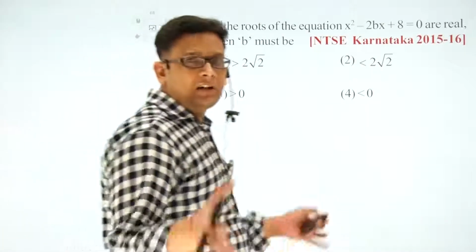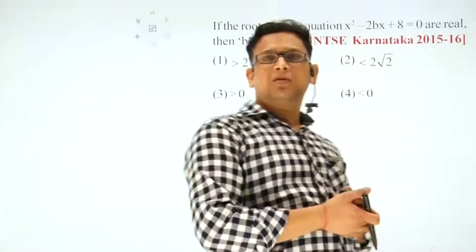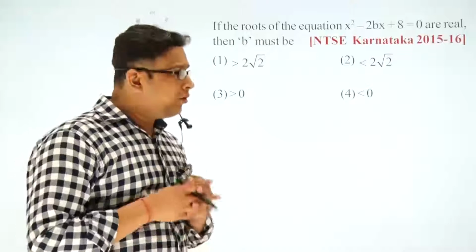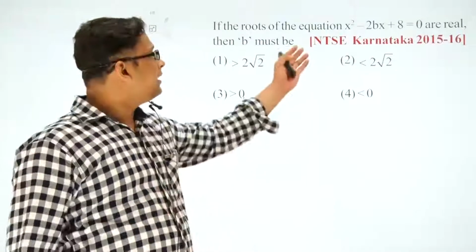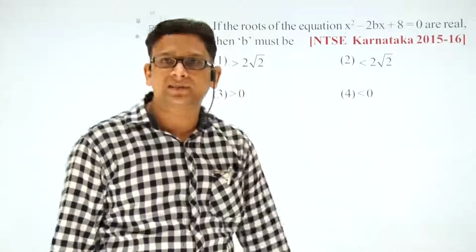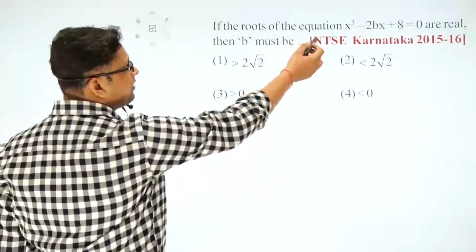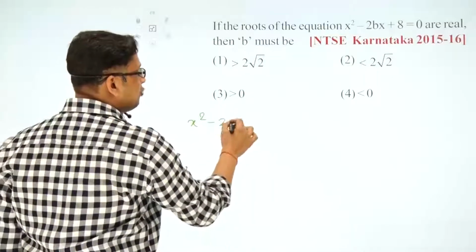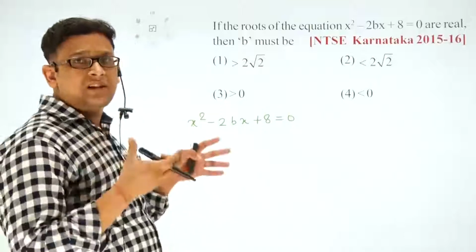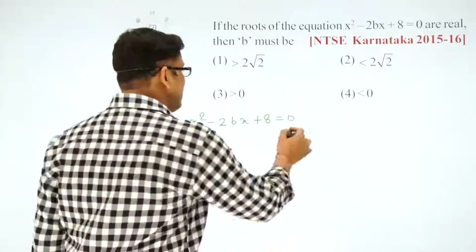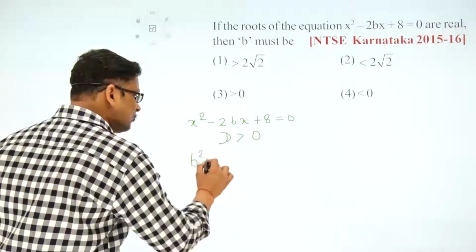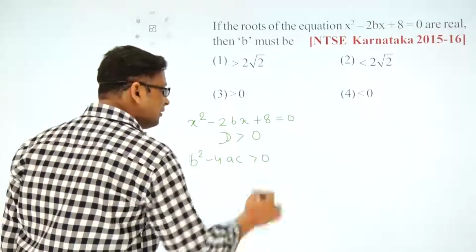Now this question is related to the quadratic equation of class 10th. When the roots of a quadratic equation are real, we all know that the condition is that the discriminant is greater than 0. This question is related to the NTSE stage 1 Karnataka region in 2015-16. The equation is x square minus 2bx plus 8 is equal to 0, and its roots are real, so D is greater than 0. D is the discriminant, and its value is b square minus 4ac, which is greater than 0.